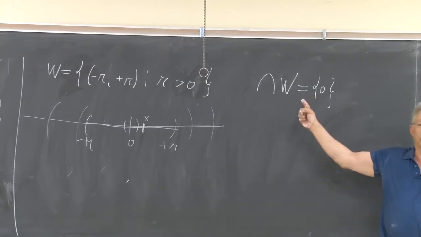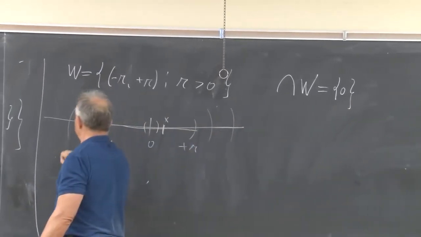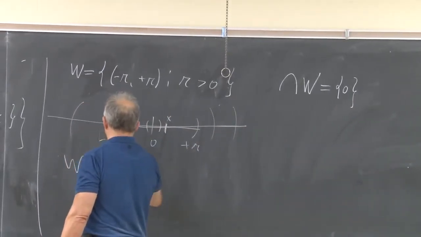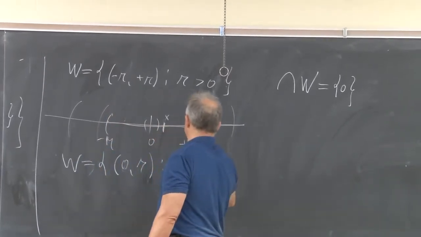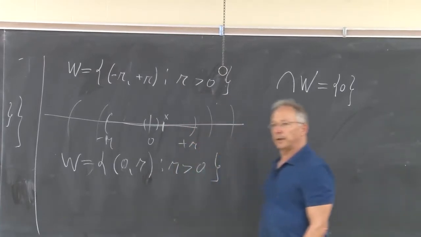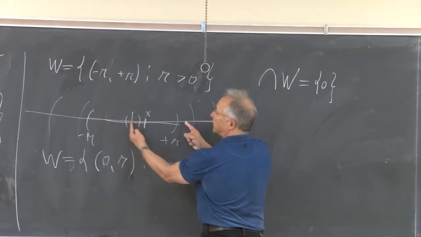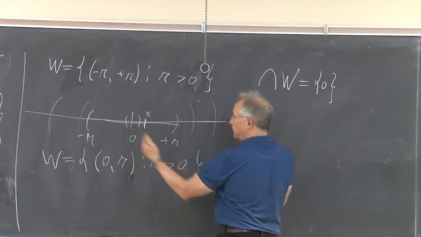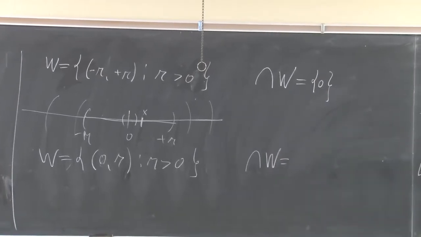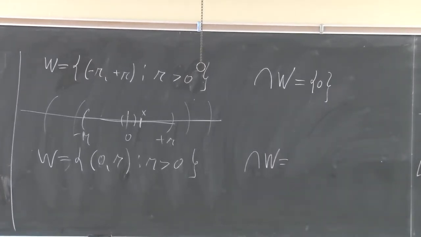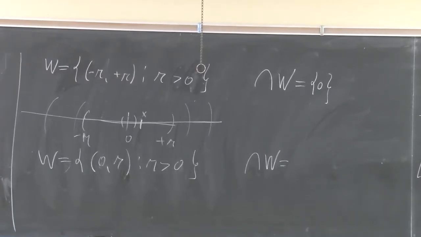Any questions here? So what will happen if instead I take W to be the set of all intervals (0, R), such that R is bigger than 0? So now, instead of taking intervals like this, I take intervals that start here and take the intersection of all of them. What is going to be the intersection of W now? Yes? The empty set? Right, nothing will survive.